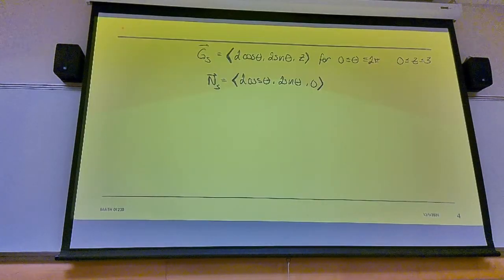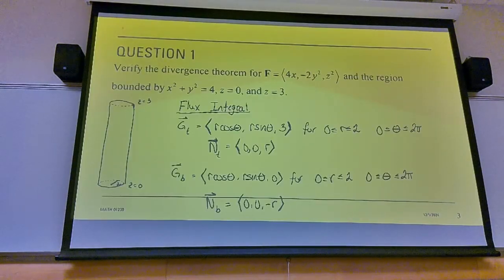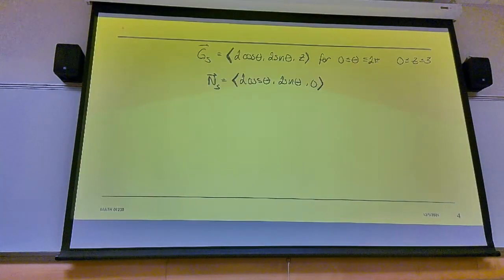Make sure they're all pointing in the right direction. Is NT pointing outwards, away from the surface? Yes. Is NB pointing away from the surface? Is NS pointing away from the surface?